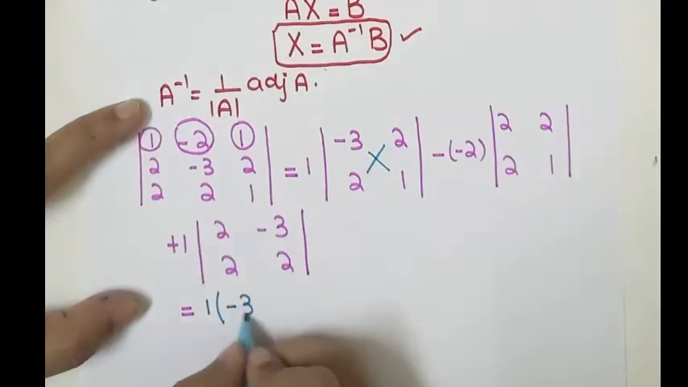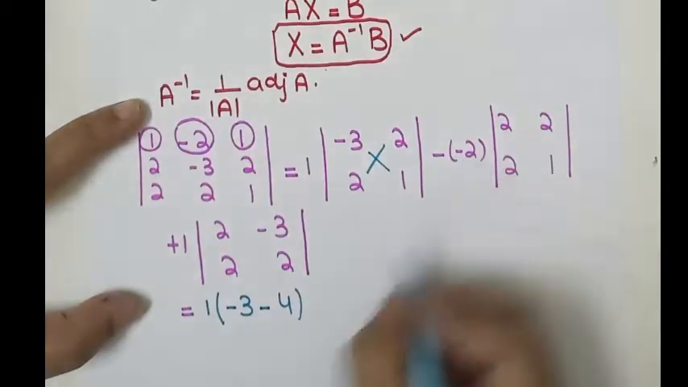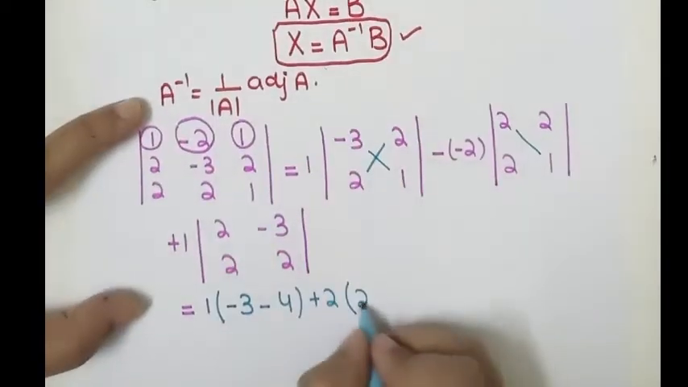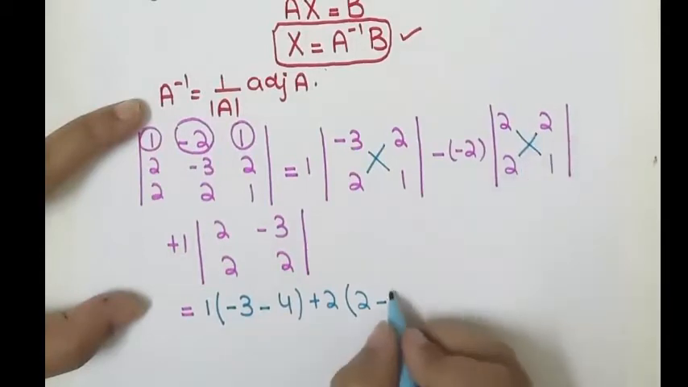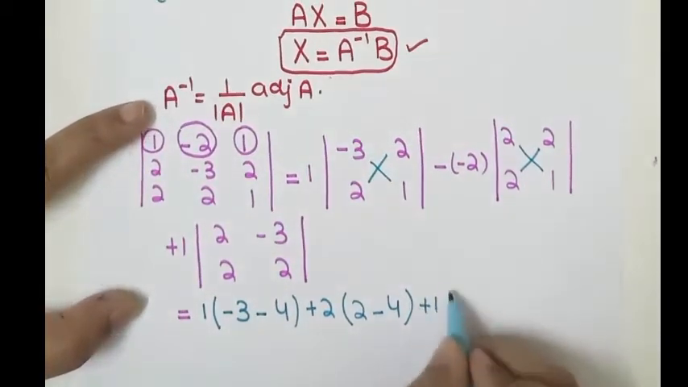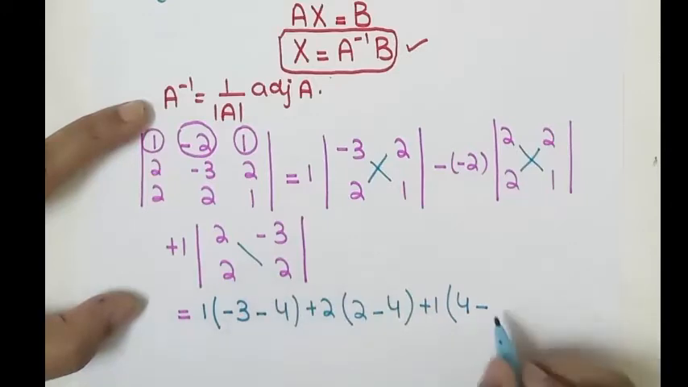We have -3 minus 2 times 4, minus minus is plus 2. Then 2, 1 times 2 minus 2 times 4. Then we have a plus sign. 2 times 4 minus, this is 2, 3 times 6, minus 6, so minus minus is plus 6.